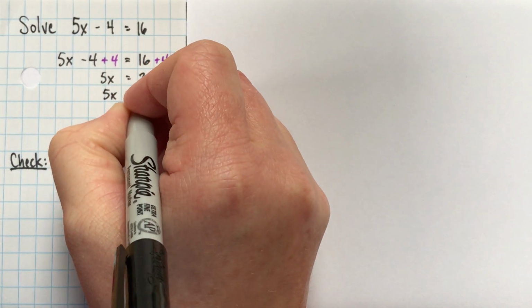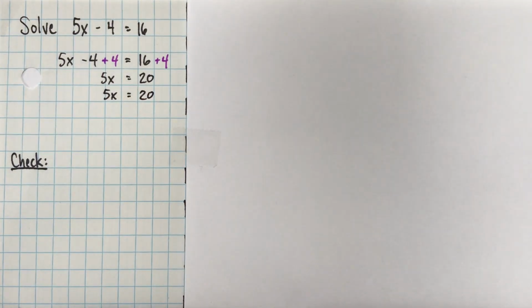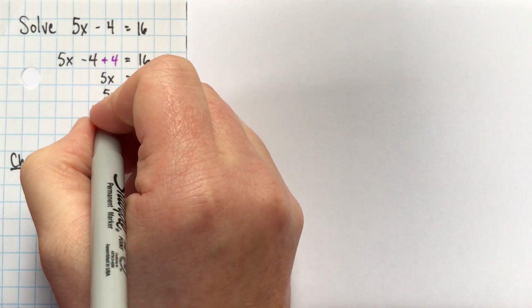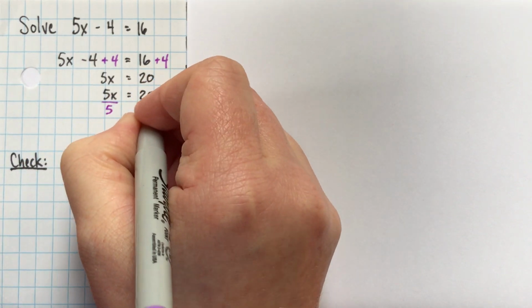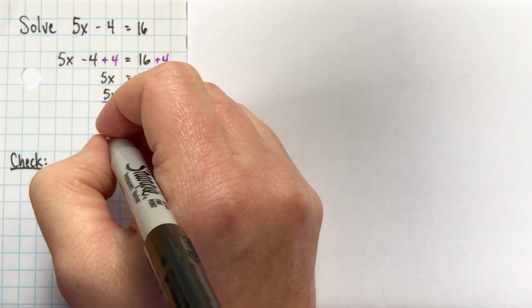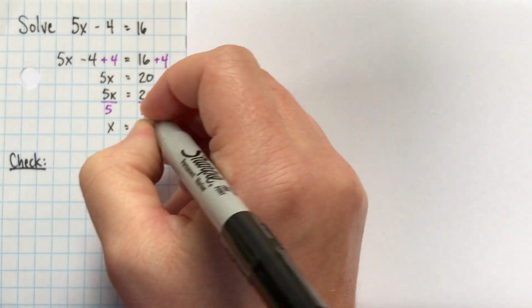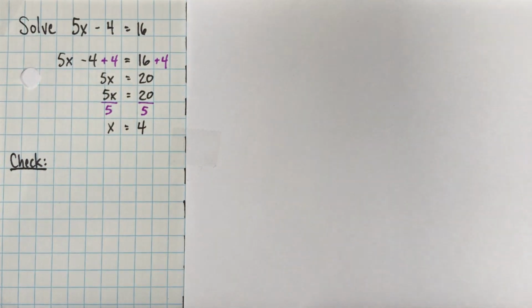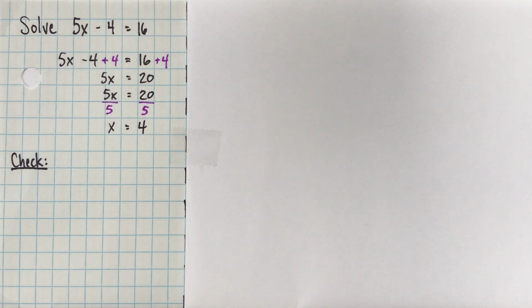And I'll copy that again, and I'll write our next operation again in another color. We're going to divide both sides by 5. And that gives us on the left x, and on the right 4. So x equals 4. All right.